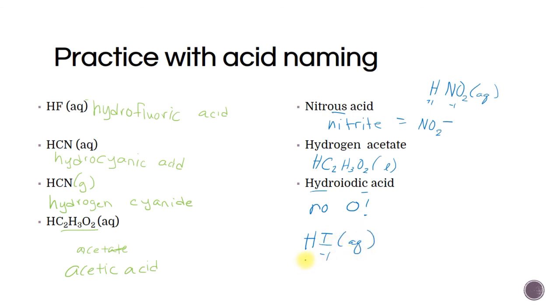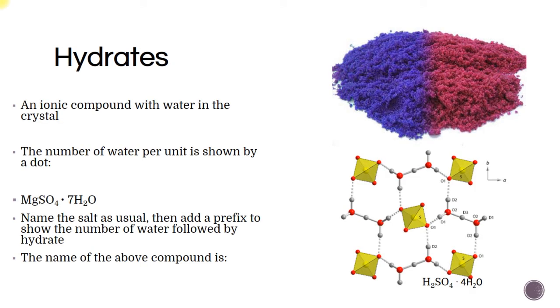Iodine is a halogen, so it's in group 17. It means it has 7 valence electrons. It's going to steal 1. Hydrogen's always a +1. So I need one of each of these. So that's what hydroiodic is.